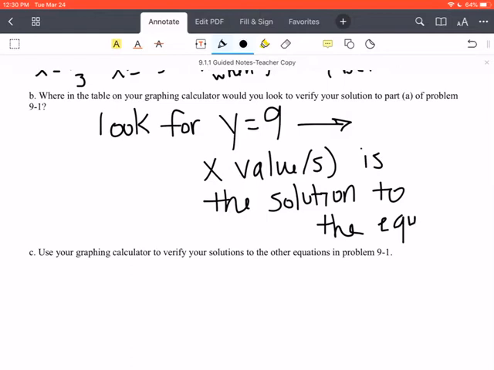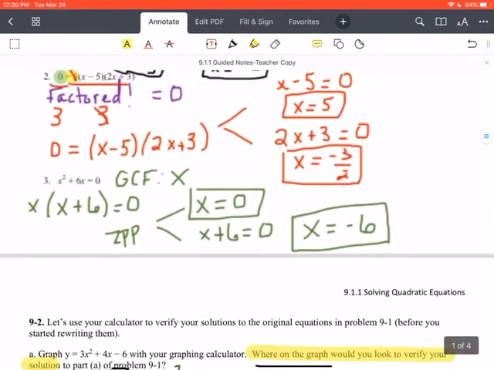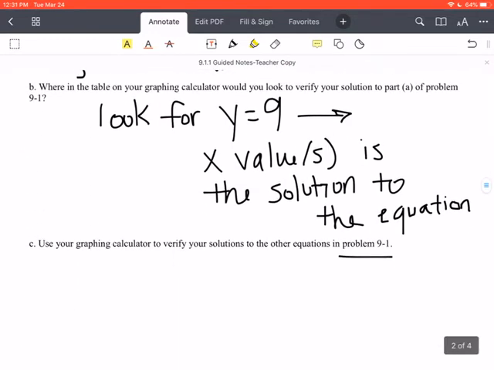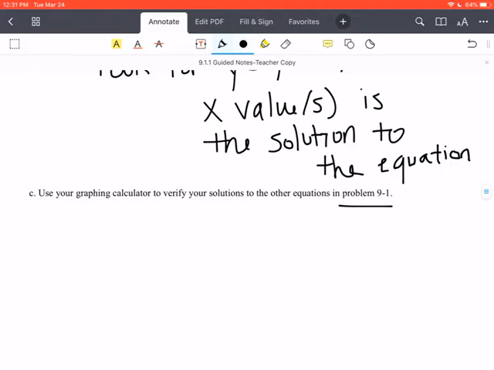Okay, so now we want to think about how would we check for the other problems to verify that our solutions were correct for the problems in 9.1. So if you look up at our equations from 9-1, we can see number 2 was set equal to 0, and number 3 was set equal to 0. So if we're trying to verify our solutions, because we see that number 2 was 0 equals, what was it, 3 times x minus 5 times 2x plus 3.